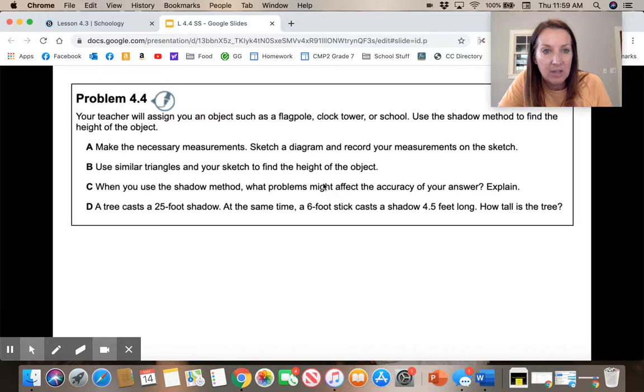It says your teacher will assign you objects, but you can choose your own because you're at home, such as a flagpole, clock tower, or school. Use the shadow method to find the height of the object. Like I said, you'll need a ruler or a yardstick, or even some other stick that you know the height of. Use that measurement, sketch and record your measurements. Use the similar triangles to find the height of the object. C says, what could some problems be from the shadow method? Explain. And then in D, you are solving a problem that they have given you.